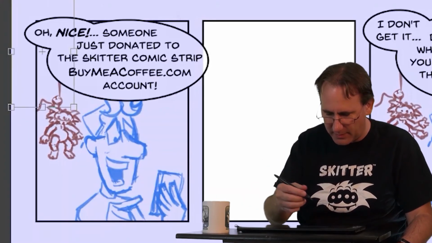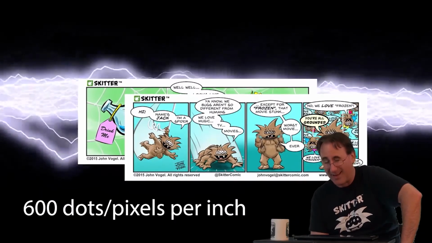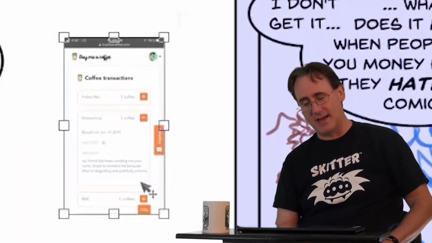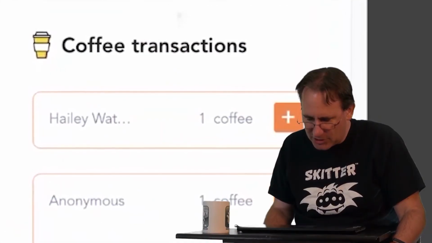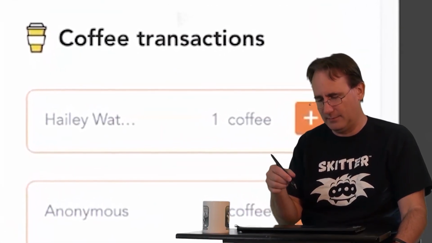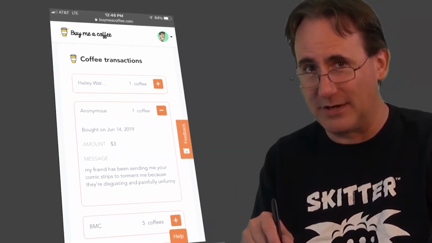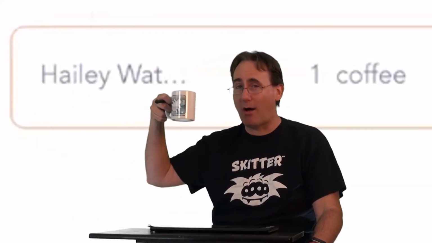Alright, now where is it? I don't know. Okay, it's really super tiny, because my comic strips are at 600 DPI. This is definitely not at 600 DPI. So, a couple of things that are kind of bad. It shows a later donation by Haley. By the time I grabbed this screen grab, I had gotten another donation from Haley. Thanks for buying me a coffee, Haley.